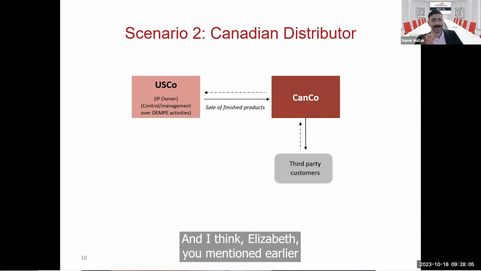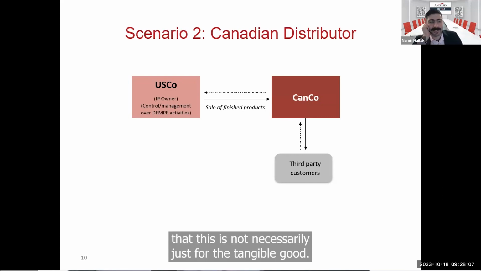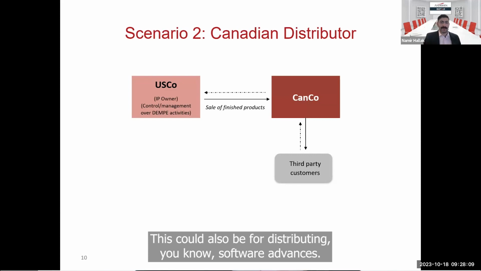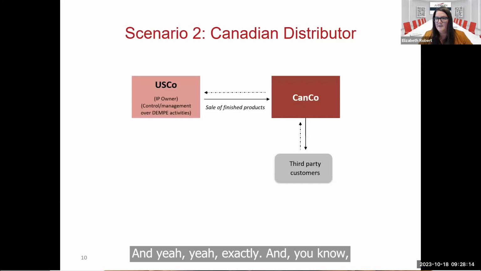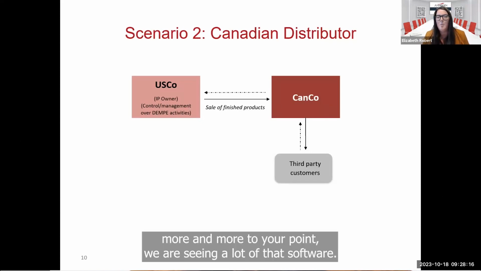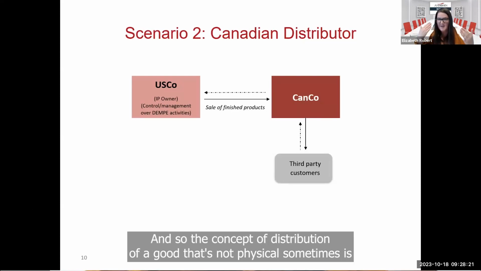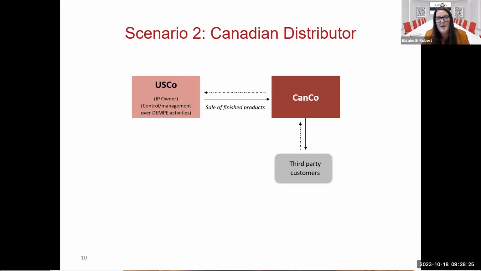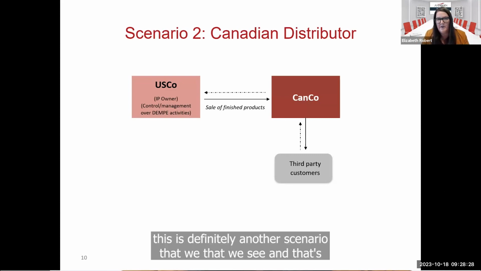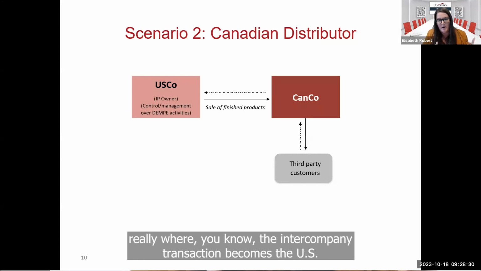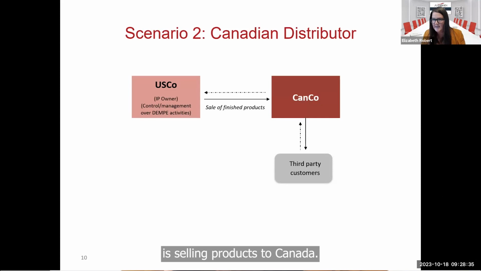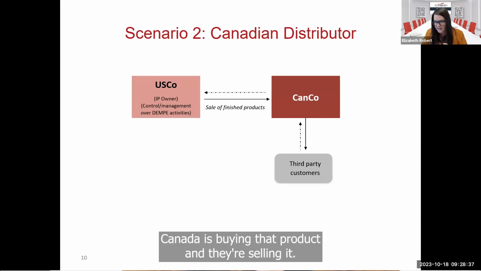And I think, Elizabeth, you mentioned earlier that this could not necessarily be just for the tangible good, this could also be for distributing software or non-physical media in the other jurisdiction. Yeah, exactly. And more and more, to your point, we are seeing a lot of that with software. So the concept of distribution of a good that's not physical sometimes is a bit harder to see, but this is definitely another scenario that we see, and it's really where the intercompany transaction becomes the U.S. selling products to Canada, Canada buying that product, and reselling it.